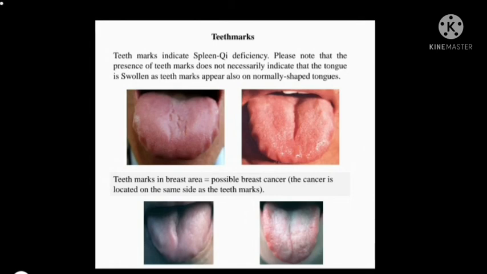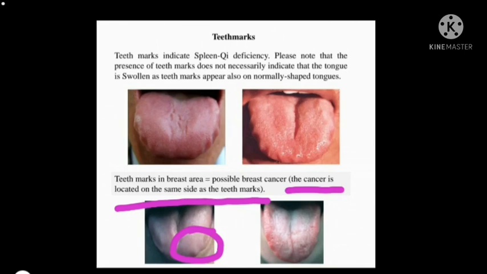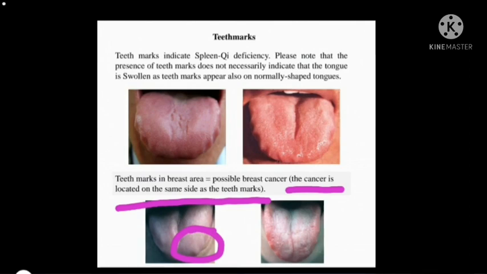And one more thing is written in brackets: the cancer is located on the same side as the teeth mark. It means if the teeth mark is here, on the left side, the breast cancer will also be on the left side only. So this is all about teeth marks. I have explained the treatment too. Thank you.